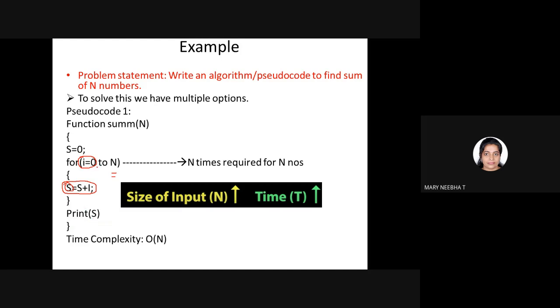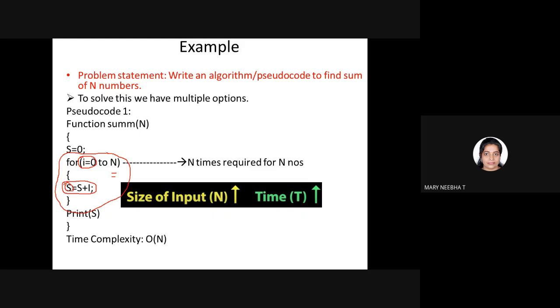So here what is happening is, your input size is high. Suppose your input is 100, this for loop execution should take place 100 times. If it is 1,000, this for loop executes 1,000 times, right? So it is actually taking too much time if you are just writing using this for loop. So as the size of the input increases, time also increases.